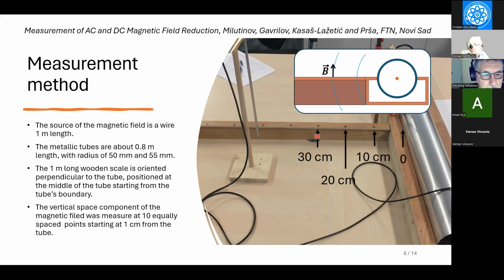The starting point of that scale was at the outer shell of the tube, and we measure at each 10 centimeters further from the tube. We also measure only the vertical space component of the magnetic field, because in that plane of measurement we expected only the vertical component of the magnetic field by the theory.